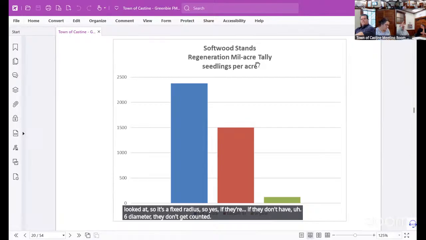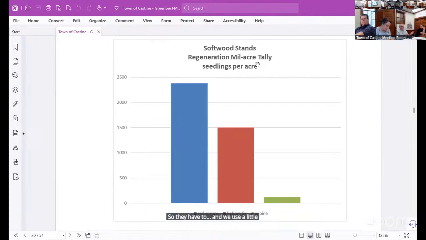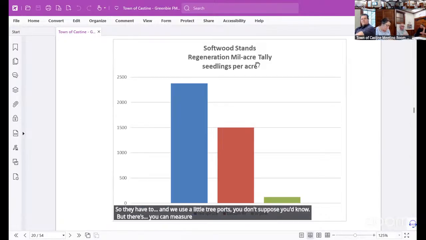And they have to be above 4.5 feet. We use a little tree for it, but you can measure different ways. And then the third plot, which was 1/1500, is for just regeneration. That's for just the little babies that you see on the floor. You're basically standing there looking down and counting them.